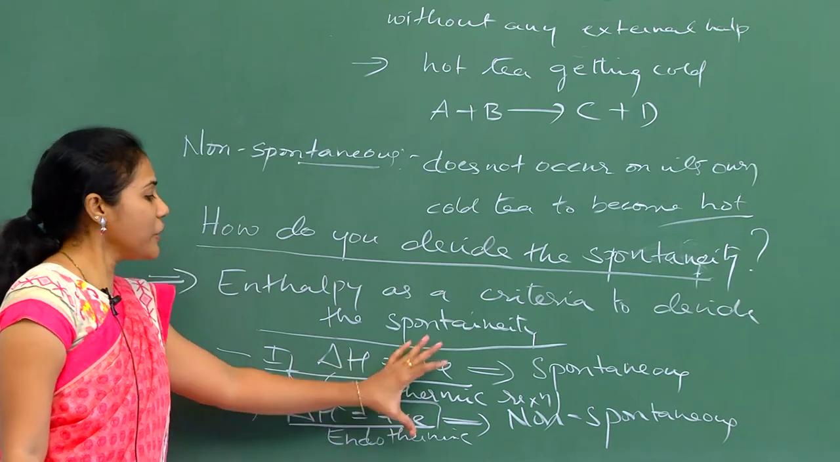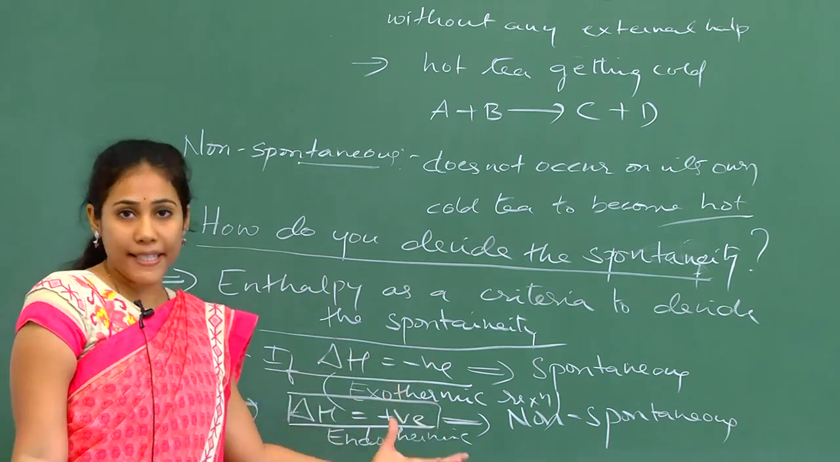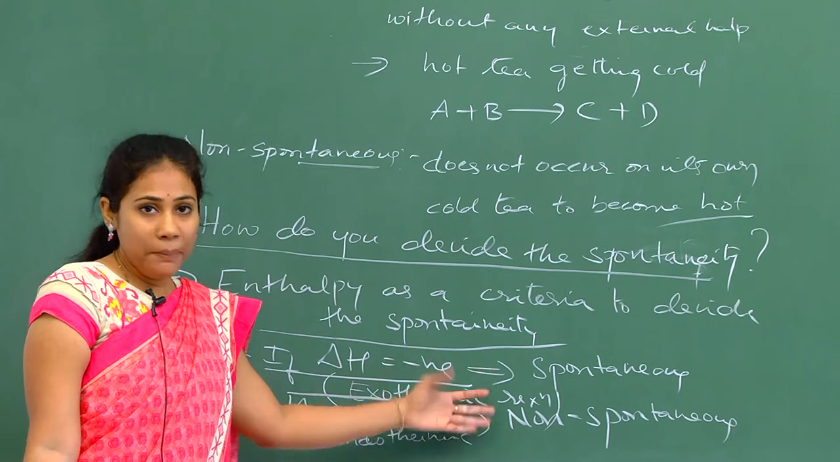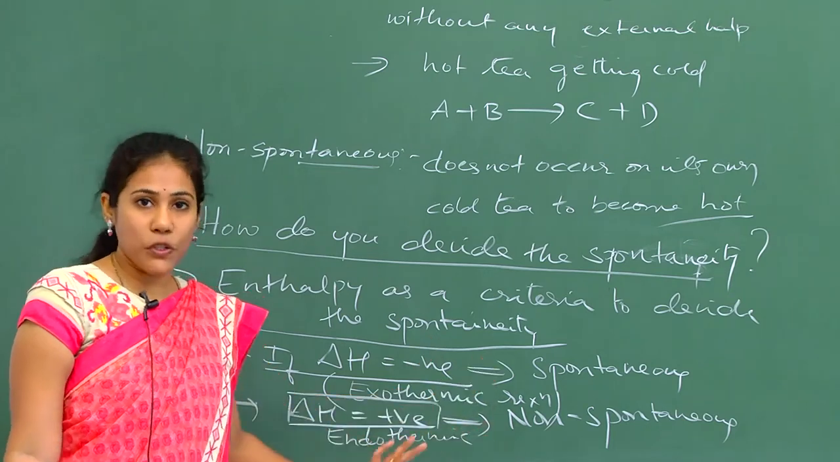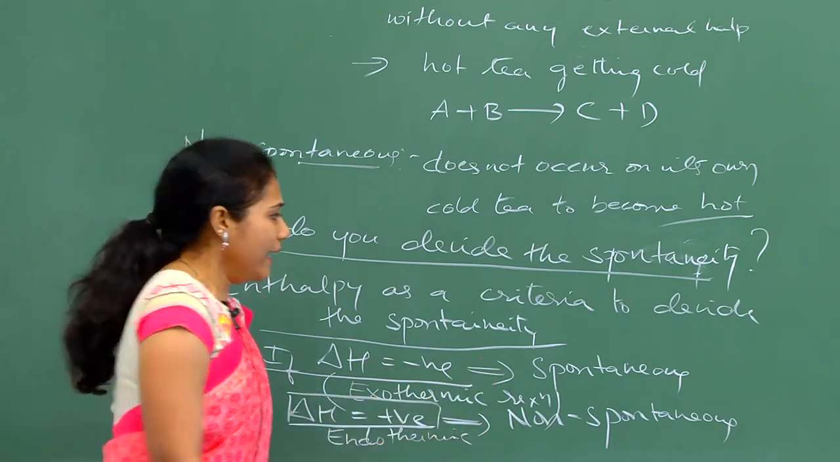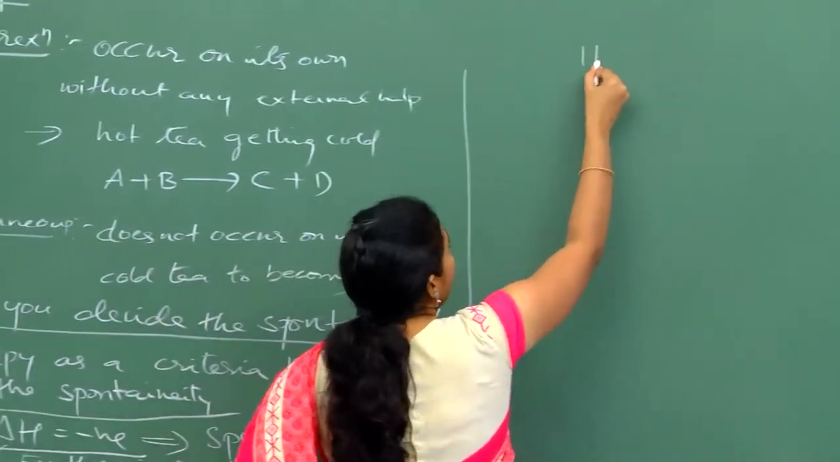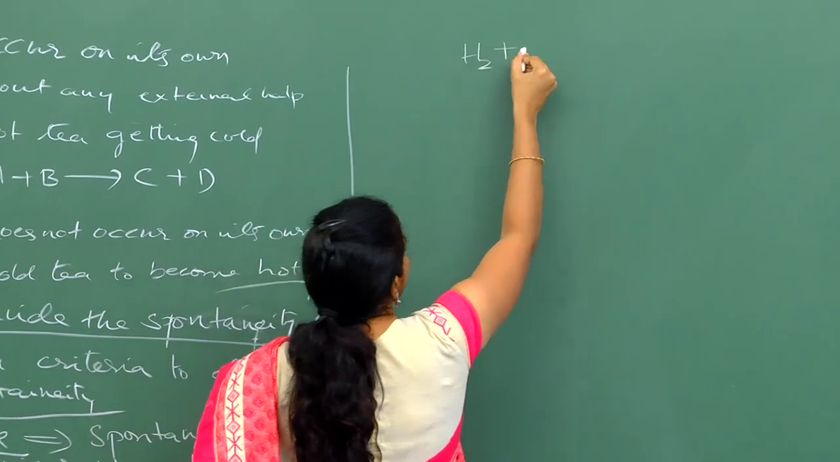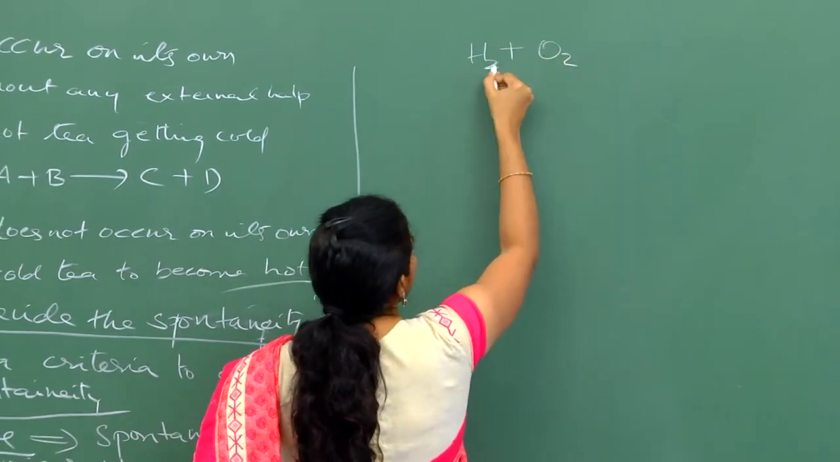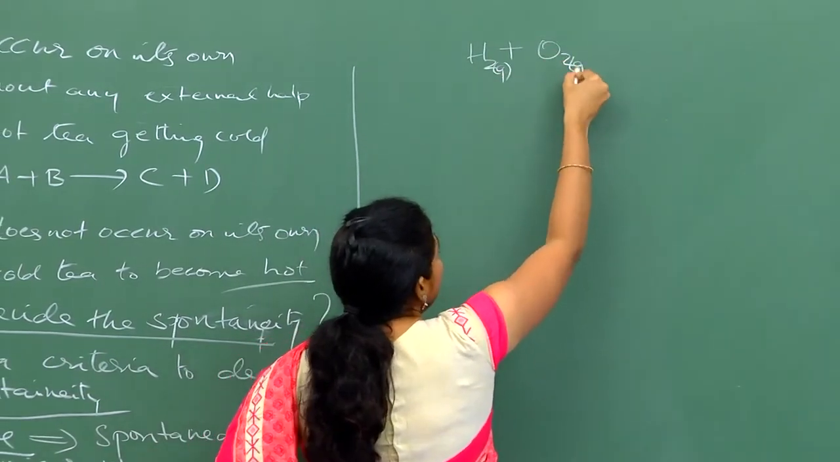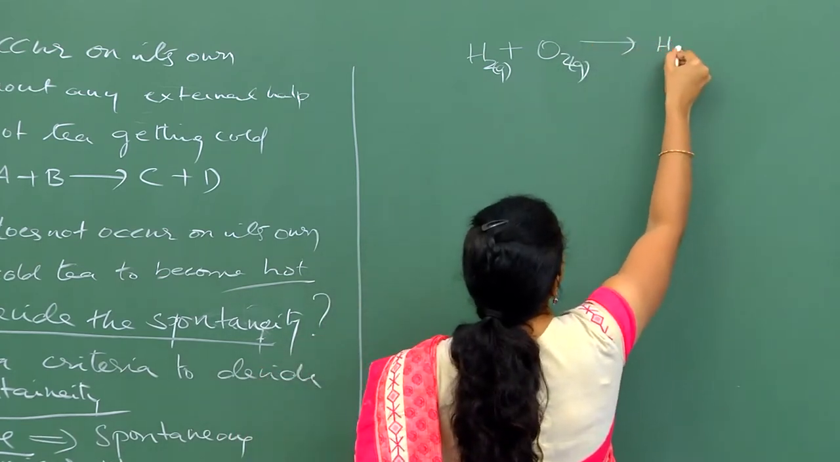So, this was the condition they created based on the experiments. Okay? They simply did not tell this, it is purely based on the experiments. Okay? And let us see a few examples here. Say for example, formation of water, H2 plus O2. On combining you would get H2O.